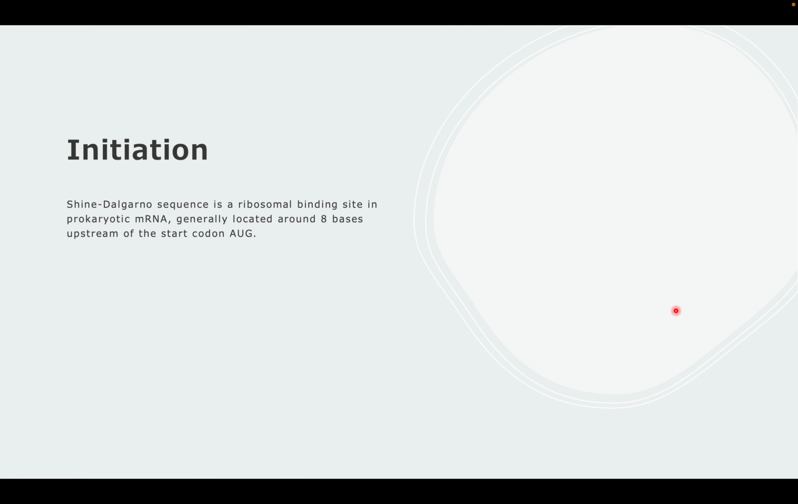So how does the ribosome recognize where to bind on the mRNA?